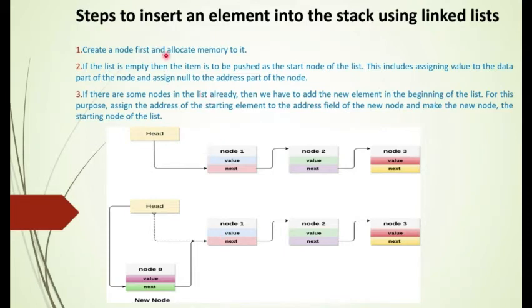Now, what are the steps to insert an element into the stack using a linked list? So, suppose this is the representation of the stack where there is a head pointer which points to the top. It points to the next element till the bottom element is found. Now, if we want to enter an element into the stack, it would always be at the top. So, what we do is break the link between the top of the stack and the element below it and enter it at the top.